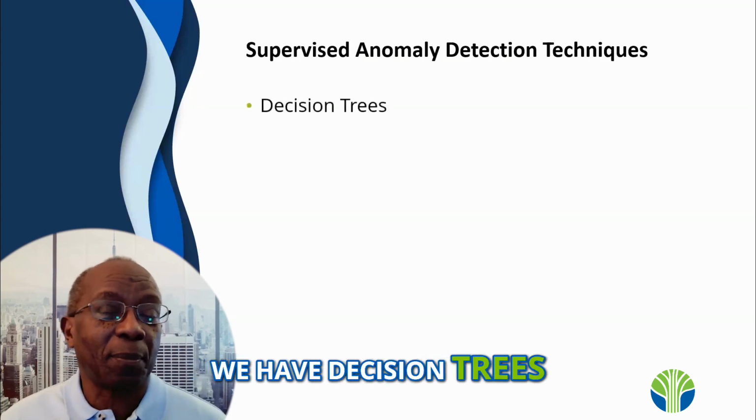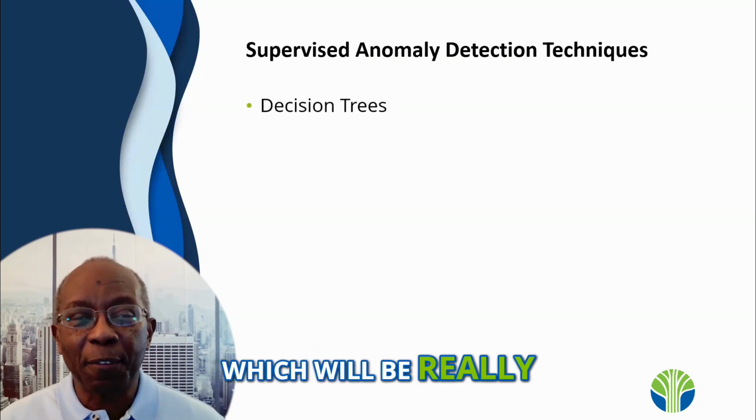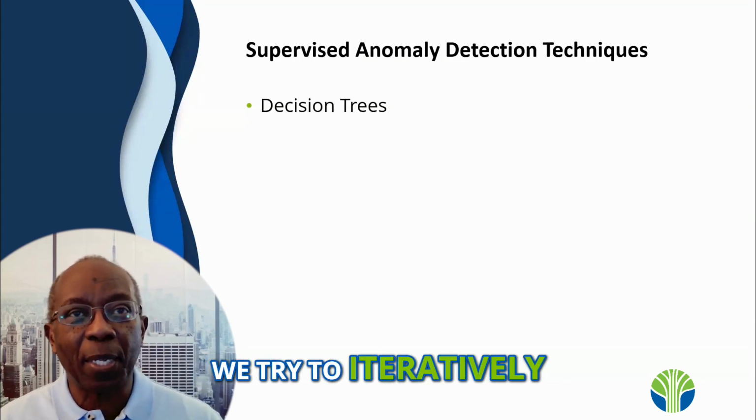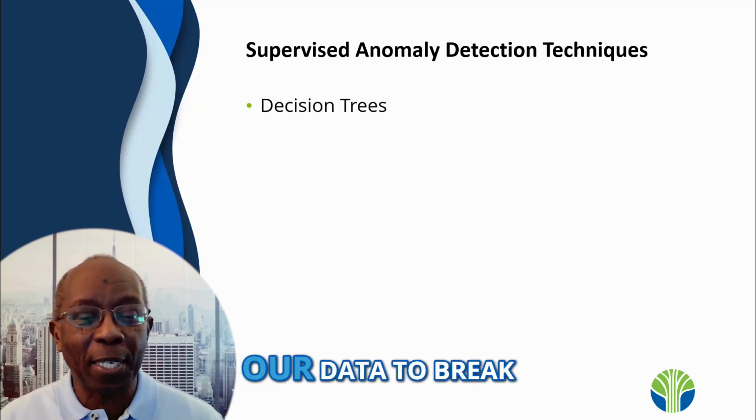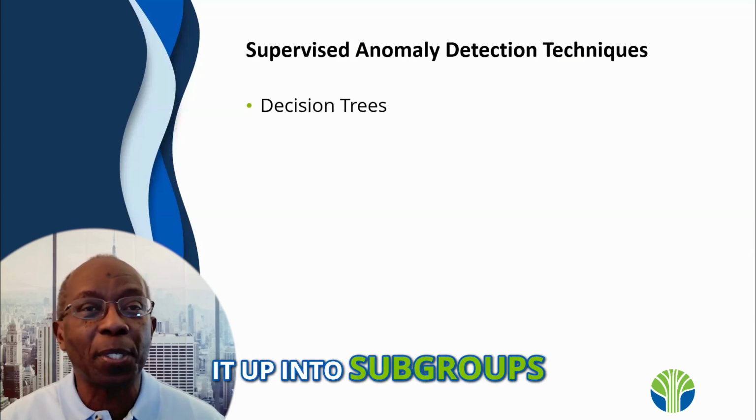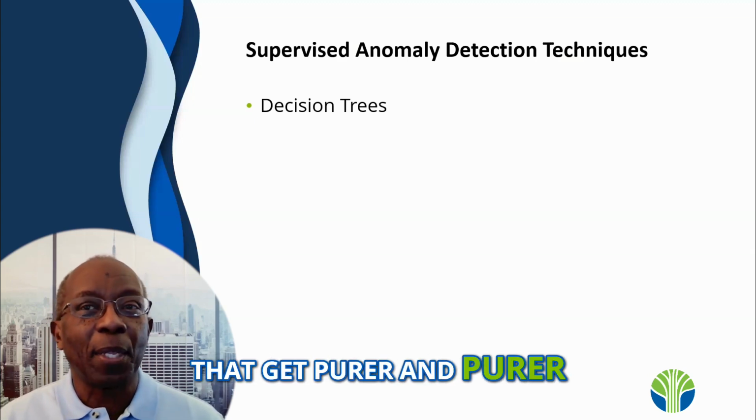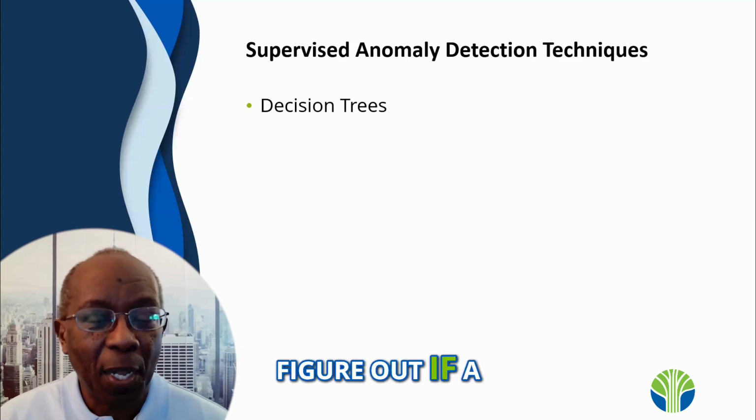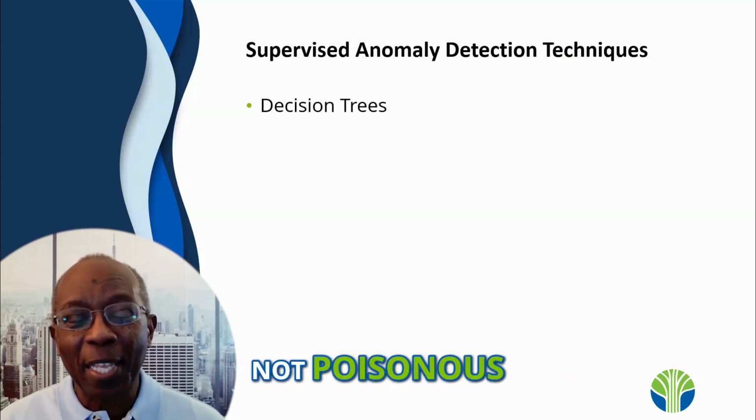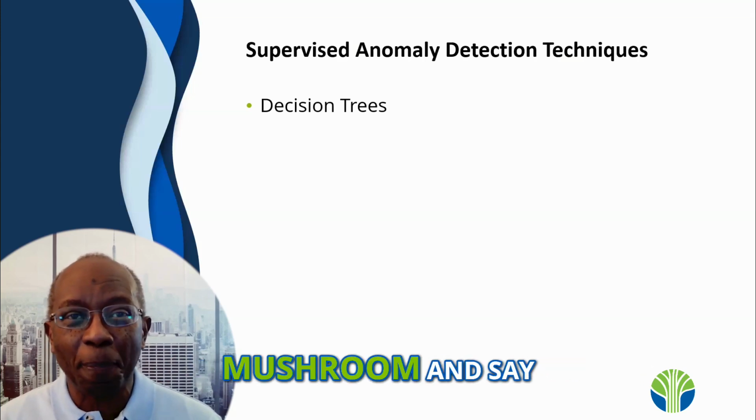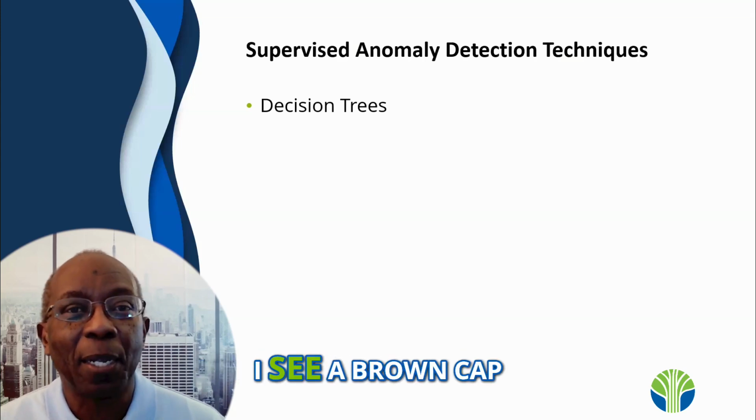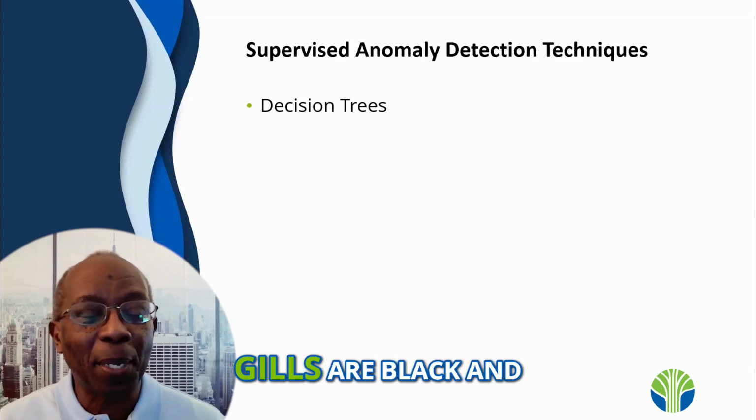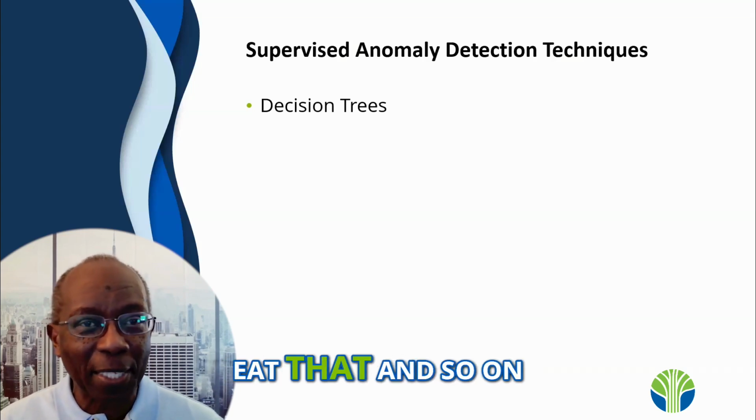We have decision trees, which will be really a divide and conquer kind of approach, where we try to iteratively use different attributes of our data to break it up into subgroups that get purer and purer. You can imagine if someone was trying to figure out if a mushroom was poisonous or not poisonous, they would look at different attributes of the mushroom and say, all right, I see a brown cap, so probably it is edible. Or I see the gills are black, and you say, maybe I'd better not eat that, and so on.